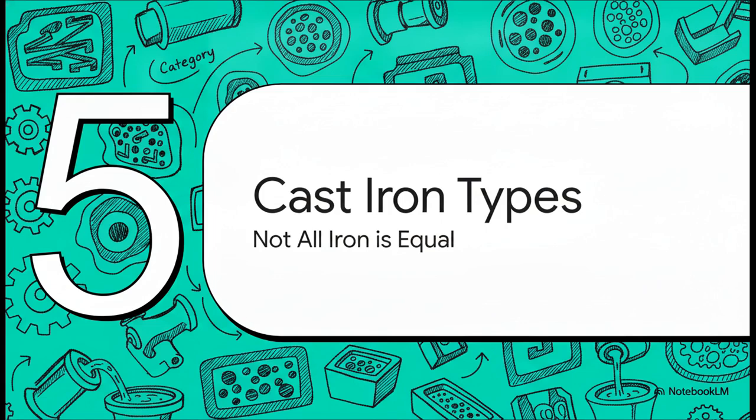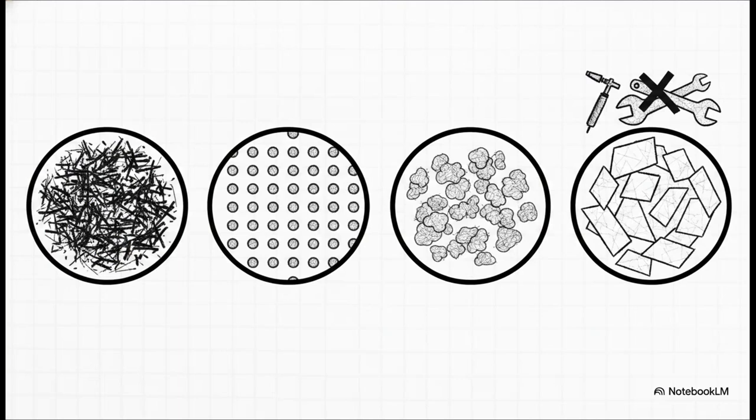Section 5. Cast iron types explained. Not all iron is equal. As we wrap up the metallurgy here, keep in mind that cast iron is a broad category. It's not just one single metal. We basically have four main types.